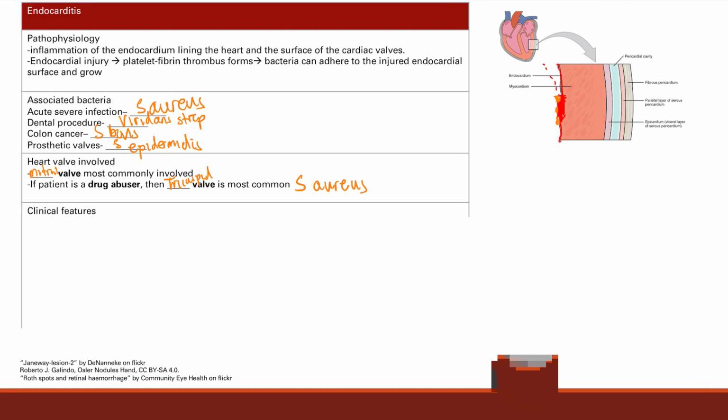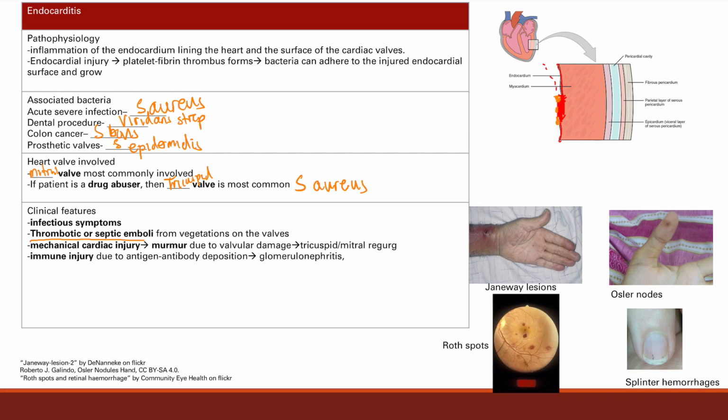Subacute, what bacteria was that from? That was viridans strep. That is a low grade fever, so maybe 101, not too high, and it looks like a flu. And they've been sick for over a week. It's kind of low grade, it's just simmering. It's a simmering infection. The next thing is you can have thrombotic or septic emboli from vegetations on the valves.